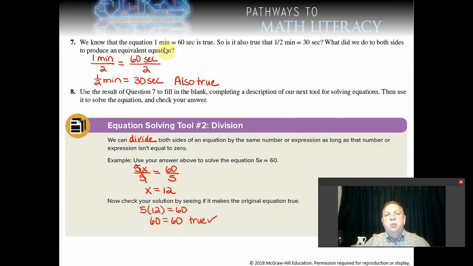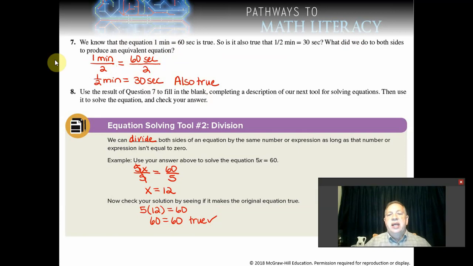We know that the equation 1 minute is equal to 60 seconds is true. That's that equivalence. So is it true that 1/2 minute is equal to 30 seconds? What did we do here? We basically divided both sides by 2. If I divide this by 2, I get 1/2 a minute is 30 seconds, which is also true.